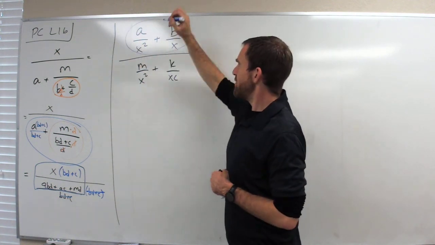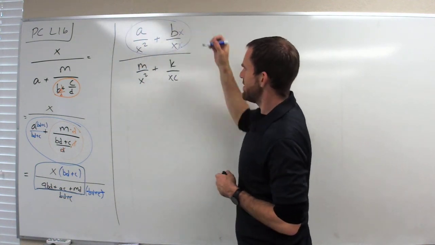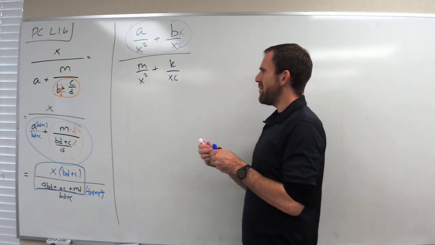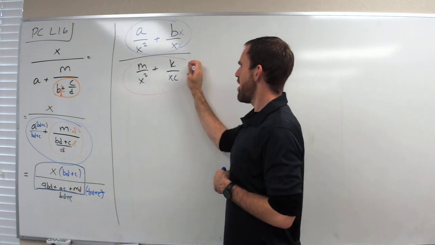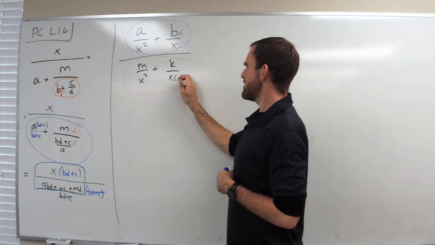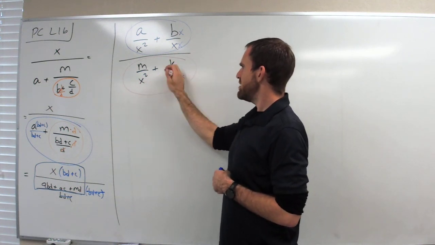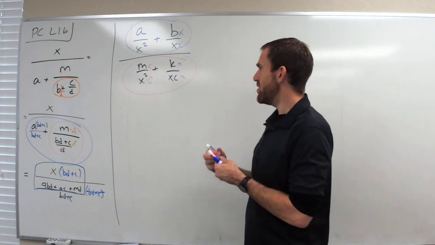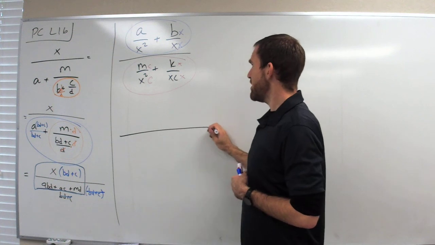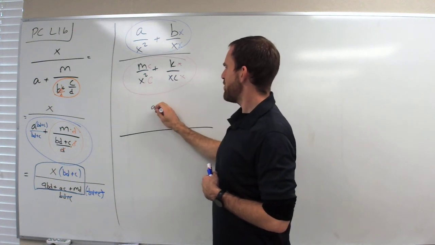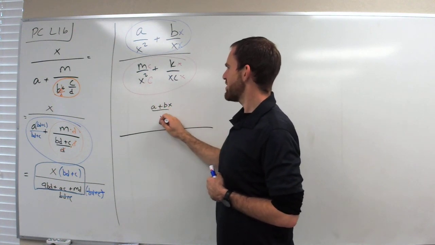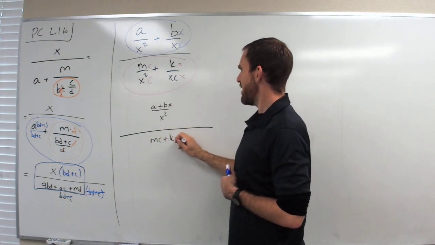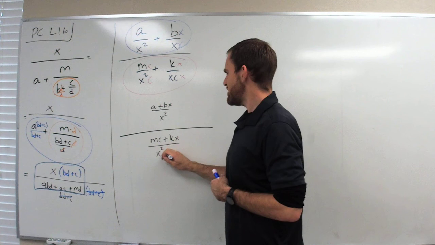If I'm going to add those two fractions, this one's missing an x on the top and bottom to have a common denominator. For the bottom, if I'm going to add these two, this one is missing an x, so it can be x squared, and this one is missing a c. So if I simplify those, I get my big fraction bar in the middle. On top, I have a plus bx over x squared. On the bottom, I have mc plus kx over x squared c.